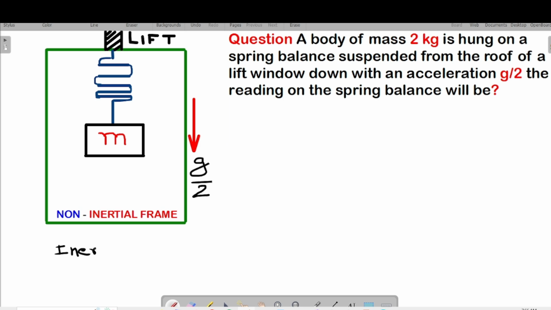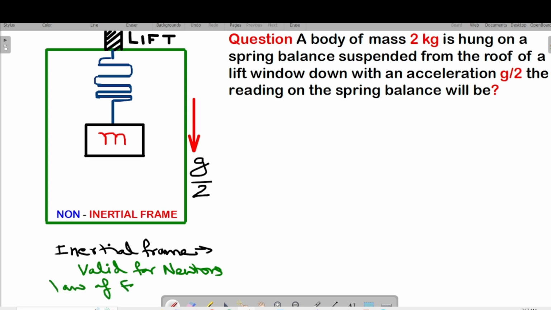Here in the lift, the mass is hanging with a spring balance. We need to understand what is the weight read by the spring balance, right? So here, the inertial frame is a frame of reference where the applicable law of forces are valid, right? That means whenever you are standing on the ground, seeing from the outside world, from the earth, the forces or whatever activity which is happening, that is from the reference of inertial frame.